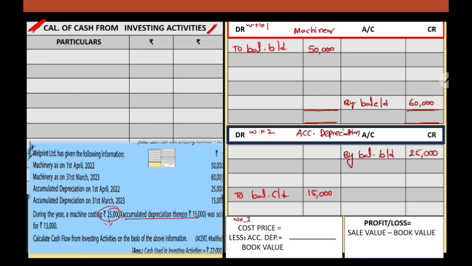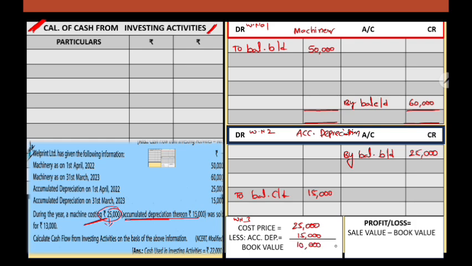Here, just observe the logic and the sequence of what I wrote. Cost price. This is to find out the profit or loss on sale of the asset. For that I need to check the additional information. See, the cost value of 25,000 is mentioned. So here I am writing cost price 25,000, and the accumulated depreciation thereon is 15,000. Of 25,000 worth of machinery, they have used this machinery till date to the extent of 15,000. So accumulated depreciation is 15,000. 25,000 less accumulated 15,000, the book value is 10,000.